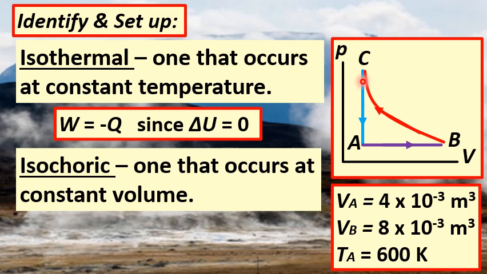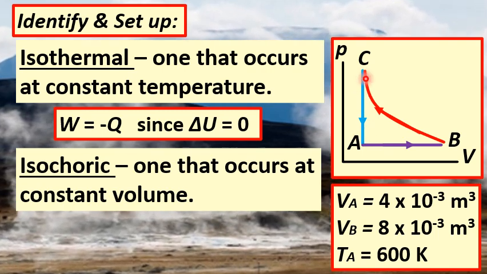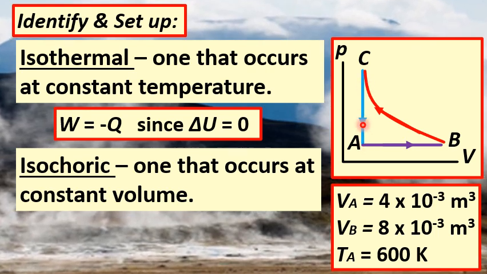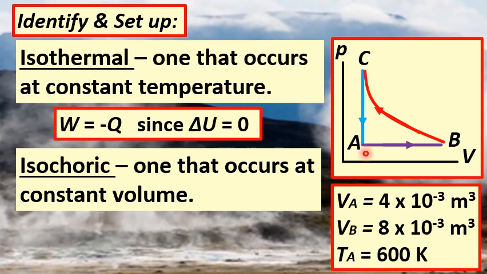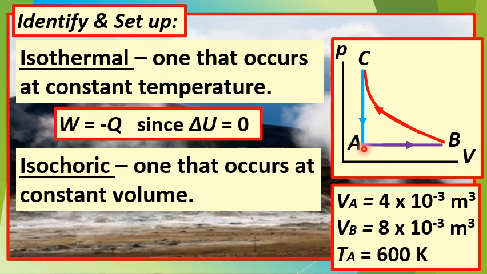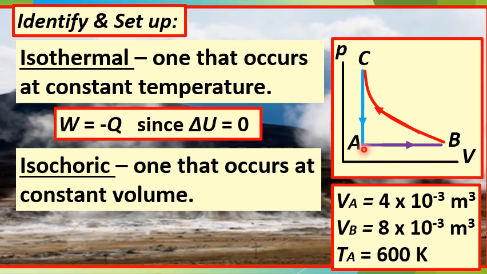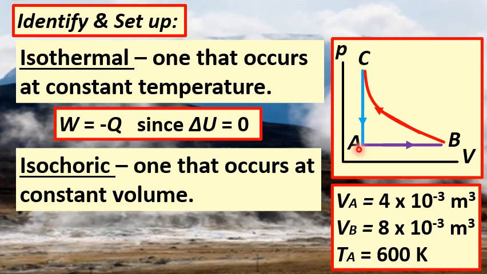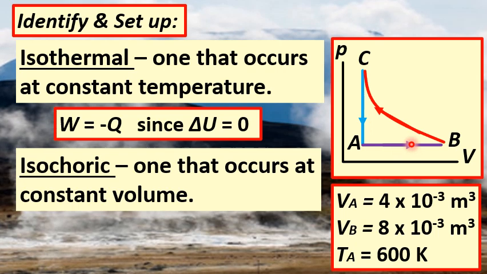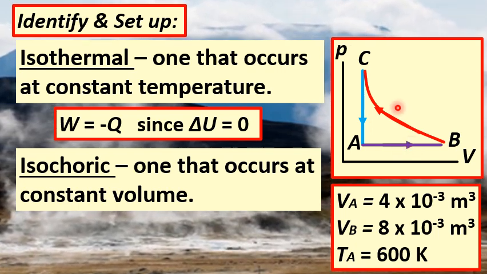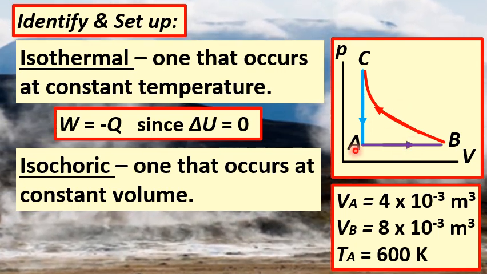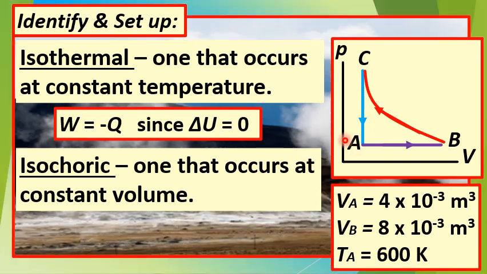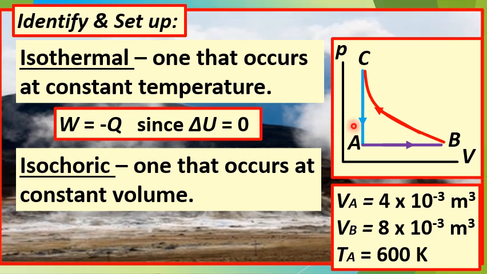So, path CA means that the system or the gas is now returning to its original or initial state, which is state A. And since the gas is cooled at constant volume, meaning there is no work done by the gas or on the gas, and plus the fact that the pressure also drops.